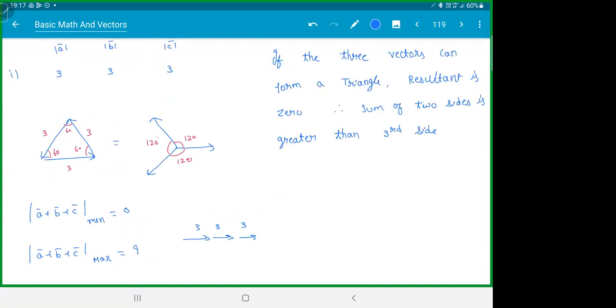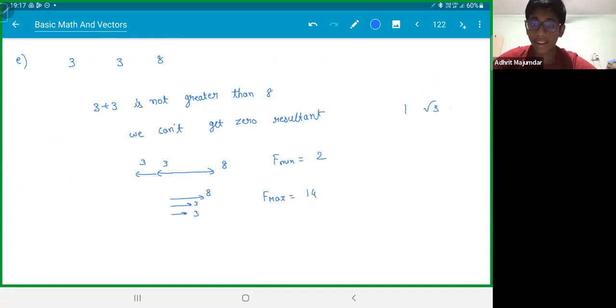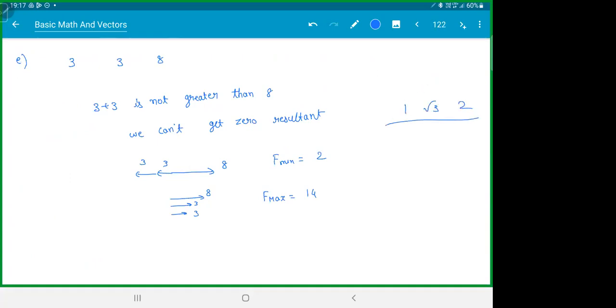What is the last one? 1, root 3 and 2. This will form a right angle triangle. Get the angles.